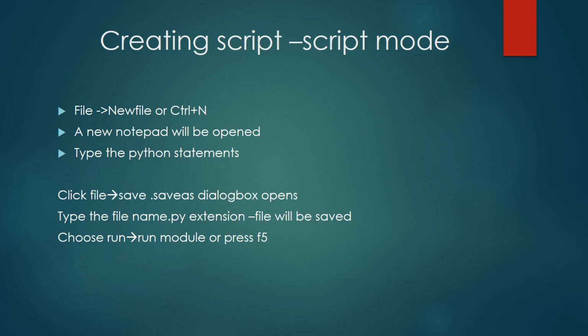First you enter into Python. After that you go to File, New File, or use the shortcut key Ctrl plus N. A new notepad will be opened. There you type the Python statements. After typing the statements, you can save by clicking File, Save As. The Save As dialog box opens. In that, type the file name with .py extension. The file will be saved. After saving the file, you can run it with the command Run Module or press F5. That's all.